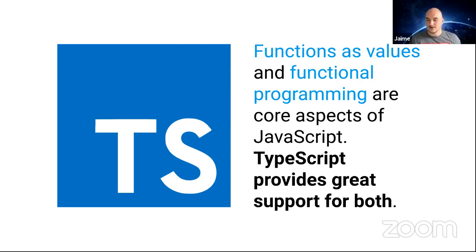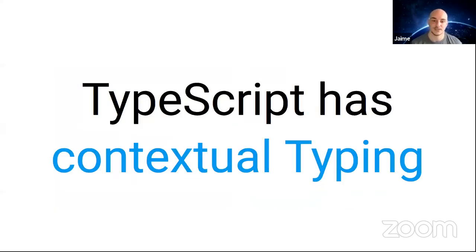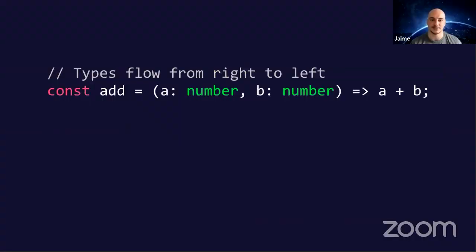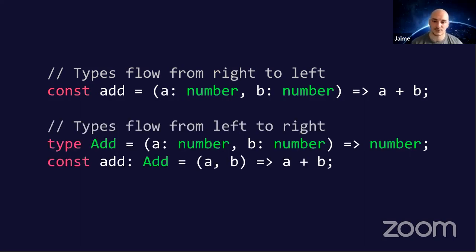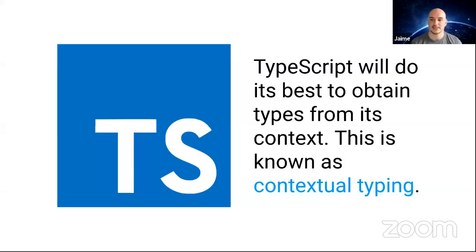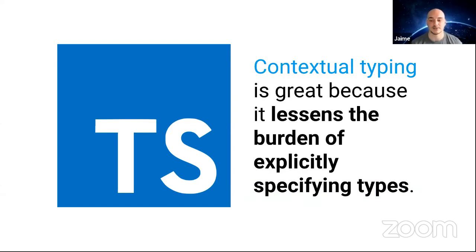Okay, so functions as values and functional programming are core aspects of JavaScript, and TypeScript provides great support for both. And one thing that you may have not noticed is that TypeScript also has contextual typing. So types flow from right to left, like in this case, we have the function types on the right, and it flows to the left. But here it flows from left to right. So TypeScript will do its best to obtain types from its context. And this is known as contextual typing. So the point of this is that it lessens the burden of how much you need to type, because you don't need to do it twice, right?